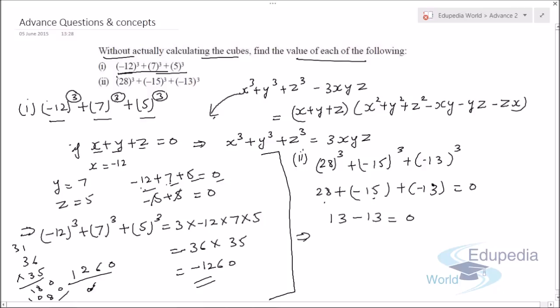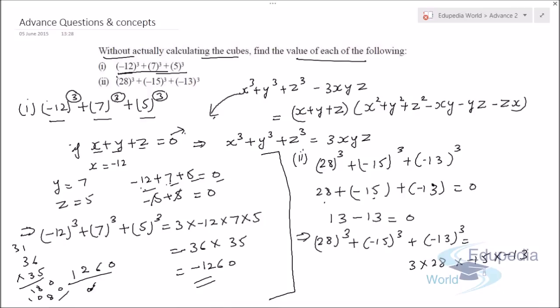So this implies we can again apply this special note in this question. So 28 whole cube plus minus 15 whole cube plus minus 13 whole cube can be written as 3 into 28 into minus 15 into minus 13. So then further we have to multiply these terms. So we can multiply 28 into 15 into 13.